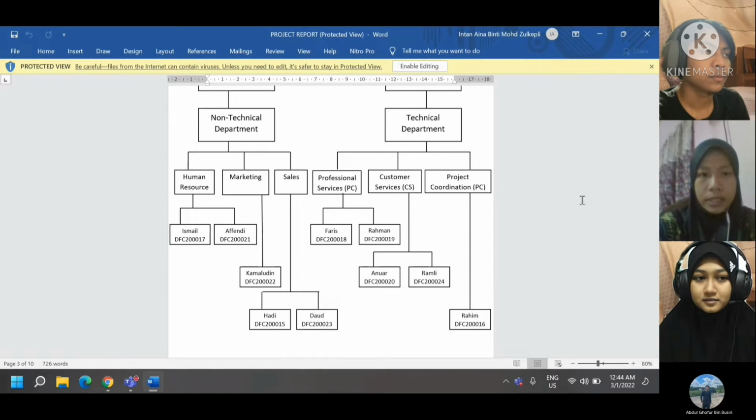For human resources, we have 2 employees, that is Ismail and Effendi. For marketing, we have Kamaluddin, and for sales, we have employees Hadi and Daud. For professional service, we have 2 employees, Faris and Rahman. And for customer service, we have Anwar and Rambi. And lastly, we have project coordination, the employee is Rahim. That is all from me.